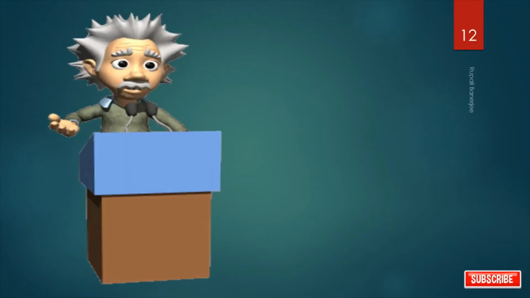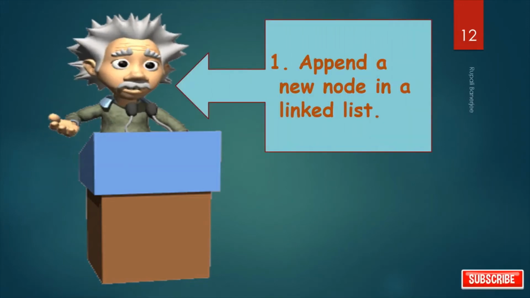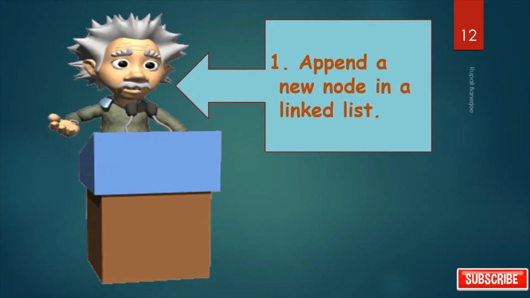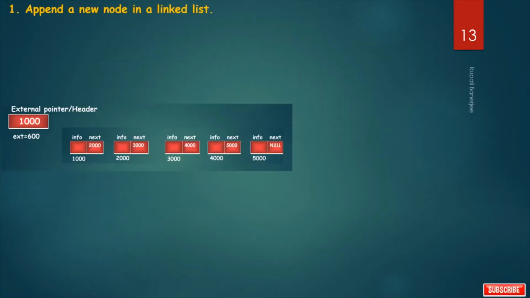Our next function is to append a new node in a linked list. Append means we have to insert a new node at the end of the linked list. So how can we add a new node at the end of any linked list? This is our existing linked list, and I want to add a new node after the last node. So after this node I want to add. So what should be the coding?